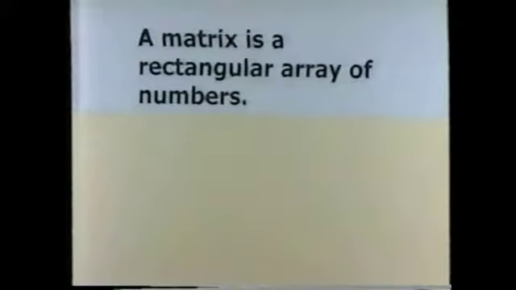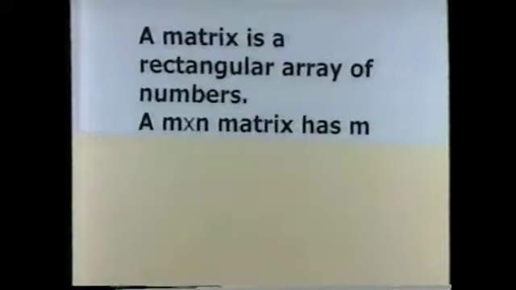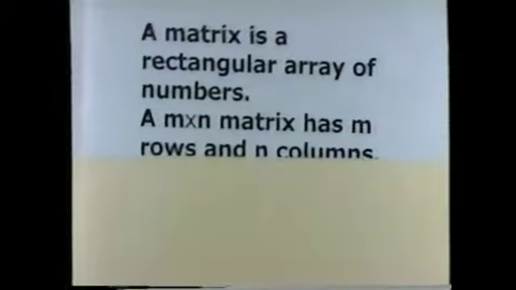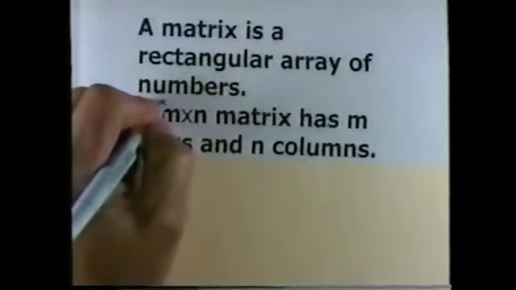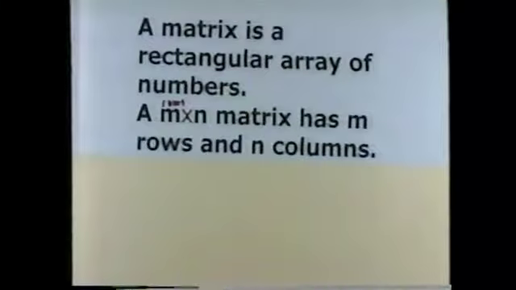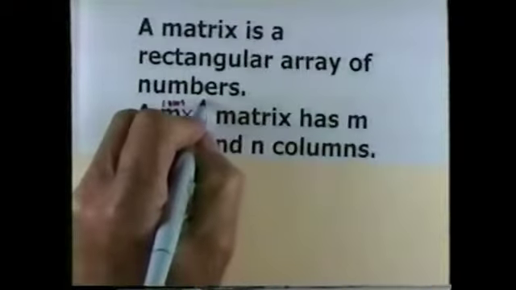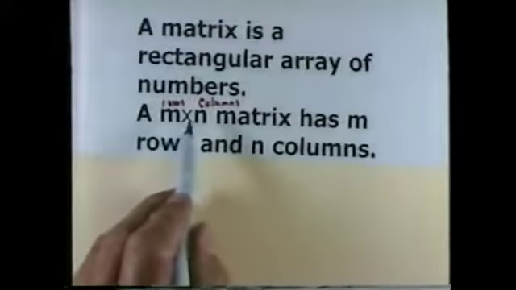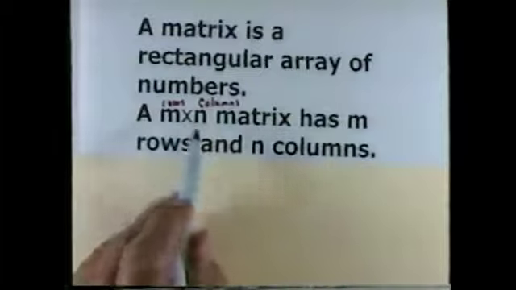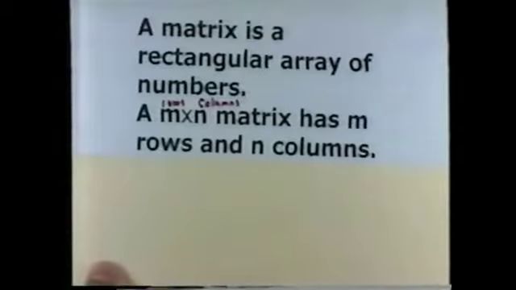A matrix is a rectangular array of numbers. An M by N matrix has M rows and N columns. So the first letter tells you the number of rows. The second letter tells you the number of columns. So an M by N matrix has M rows and N columns.